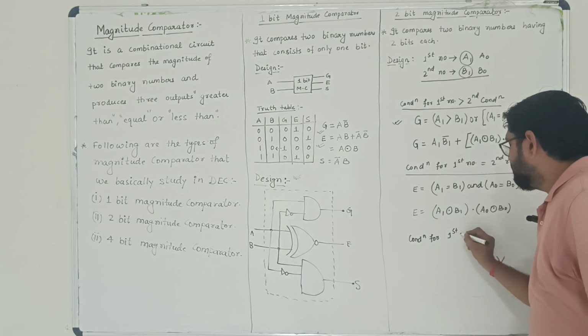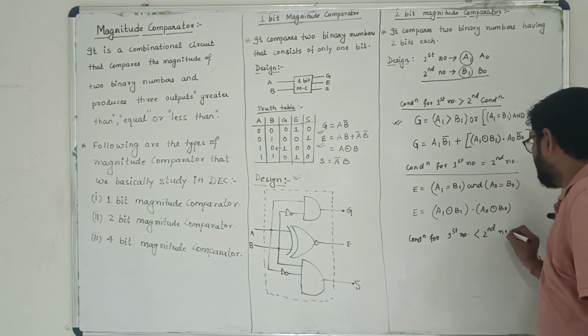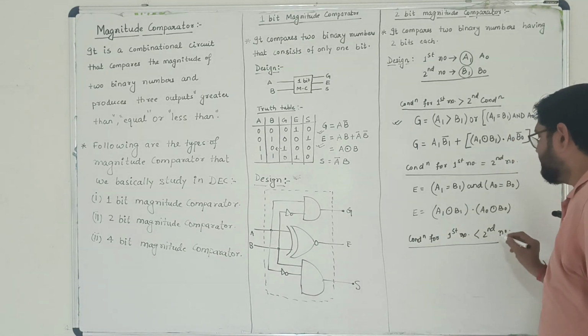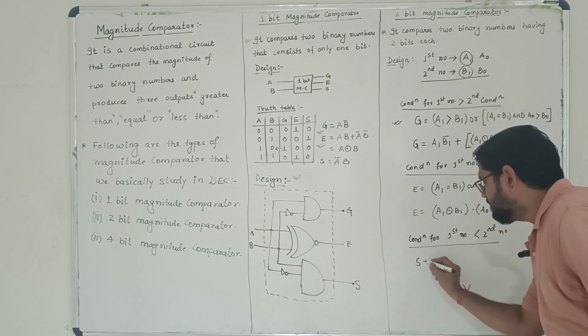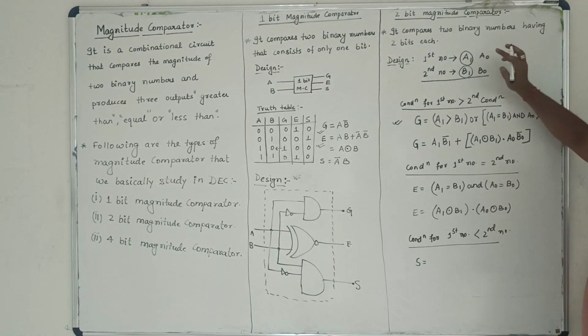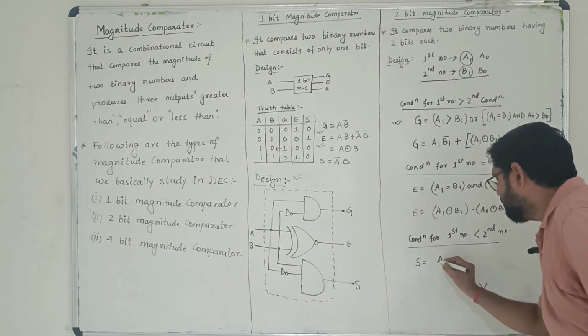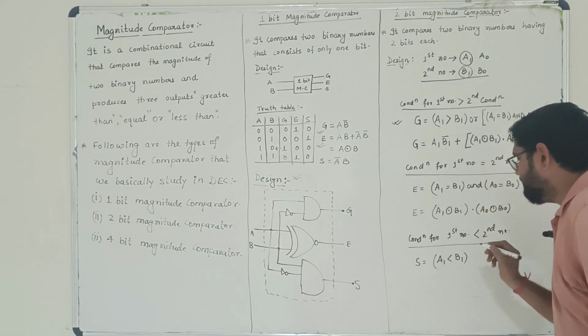Now the last one is the condition for first number less than second number. Okay, first number less than second number. So what is the condition? Once again, the same process. Yes, either a1 should be less than b1. This is the first condition. So a1 must be less than b1. This is the first condition.